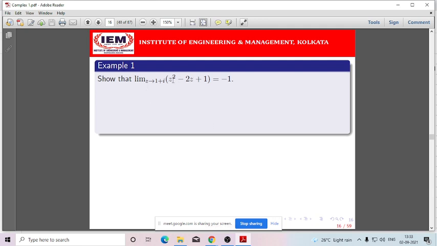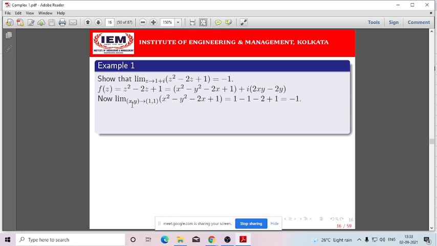You need to find the limit of the function of a complex variable z squared minus 2z plus 1 at the point 1 plus i. So here z0 is 1 plus i. For z0, the real part is 1 and the imaginary part is also 1. You need to show that the limit exists and equals minus 1. So how to show that? We will find the real part and the imaginary part of the functional value. Putting z equals x plus iy and segregating into real and imaginary parts using the properties of i, you get this plus i into this. So this is your u(x,y) and this is v(x,y).